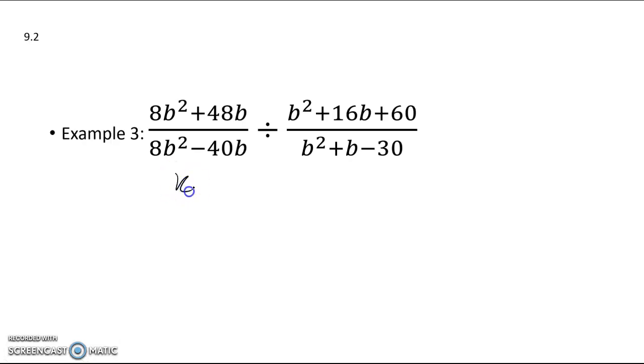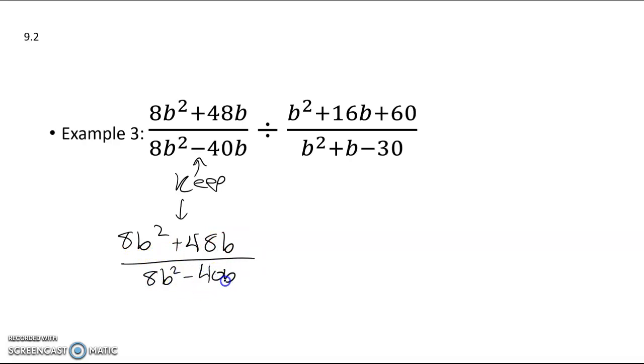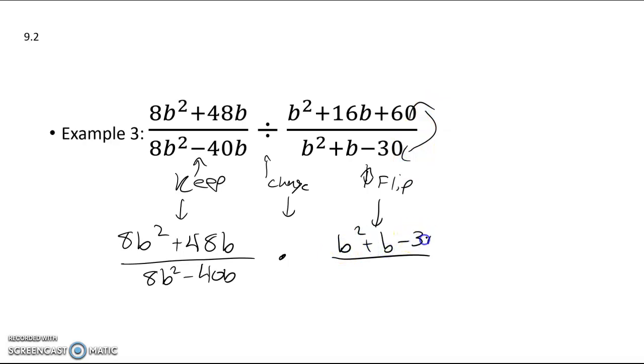Again, first thing we do, keep this one. It's going to stay the same, so I'm going to write this down here: 8b squared plus 48b all over 8b squared minus 40b. I'm going to change this one right here to a multiplication symbol. And I'm going to flip this one right here. We're going to flip it above. b squared plus b minus 30 goes on top. b squared plus 16b plus 60 goes on bottom.